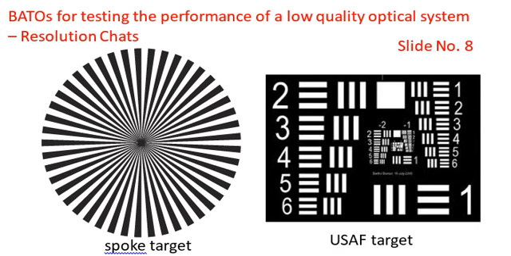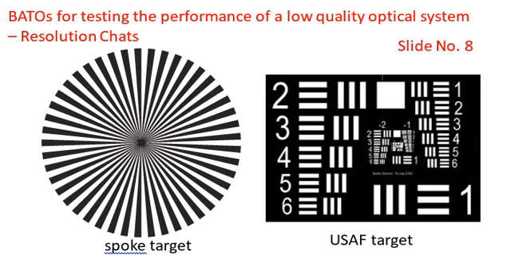The United States Air Force target is an old resolution chart, and you know that it contains different bars of different thicknesses and different spacing between them, and these can be used in order to determine the resolution of low quality optical systems. But on the left we have the spoke target.